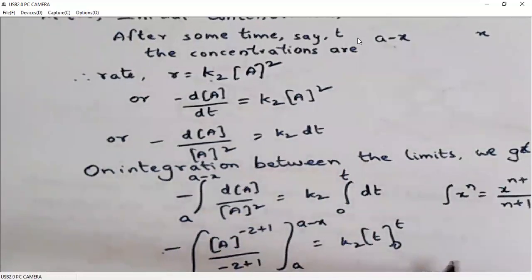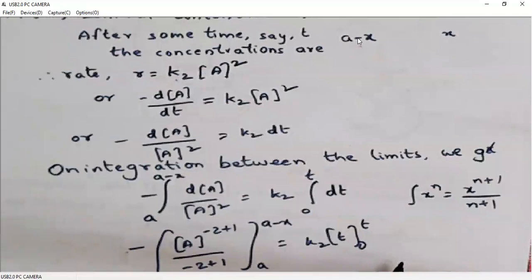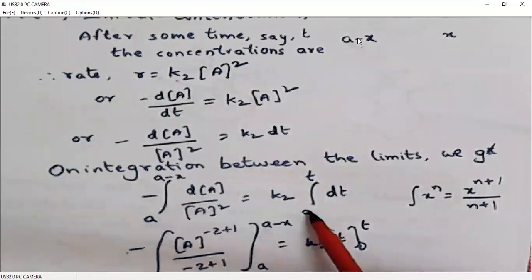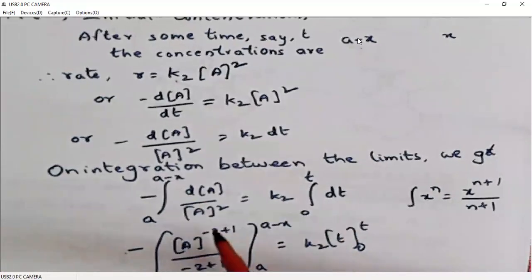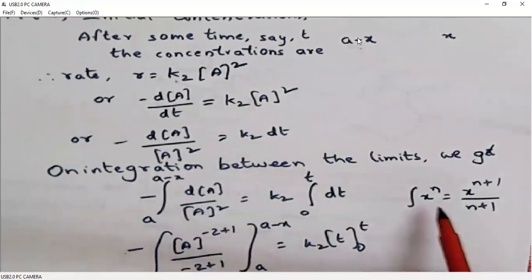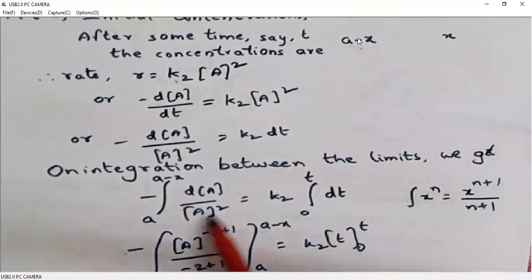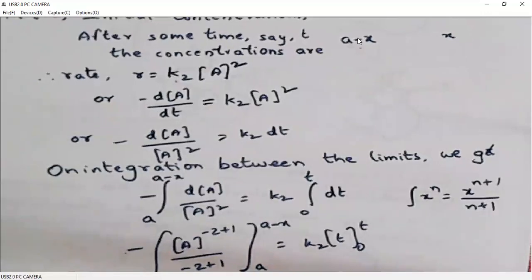Now we will integrate both sides between the limits. Of course, concentration limits are A to A minus X, time limits are 0 to t. Now it is A power minus 2. We know the integration for x power n is x power n plus 1 by n plus 1. Similarly, here also it is A power minus 2. So A power minus 2 plus 1 by minus 2 plus 1 between the limits. dt, of course, the integration is t. Minus 2 plus 1 becomes minus 1.